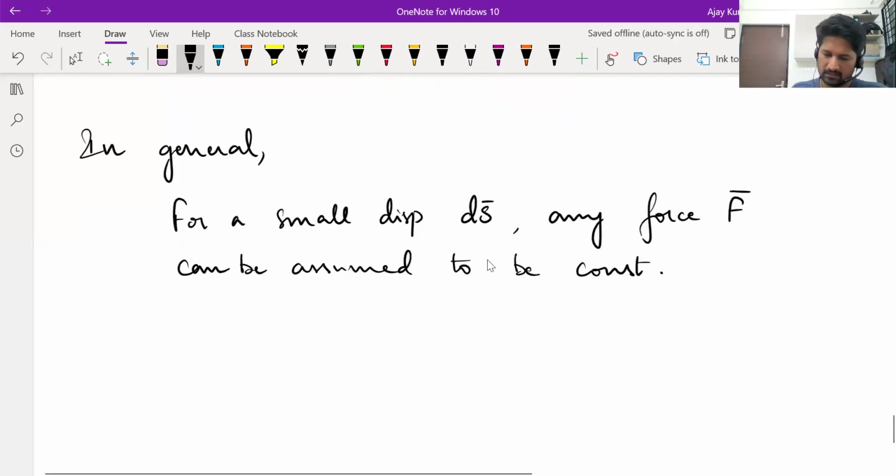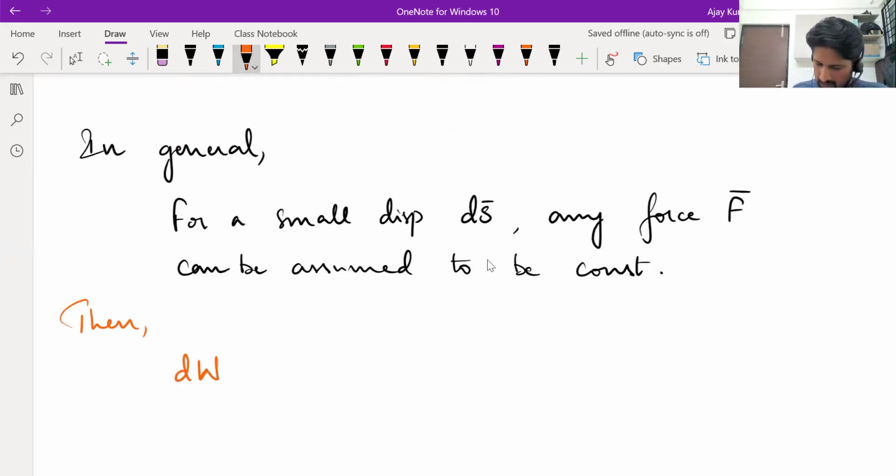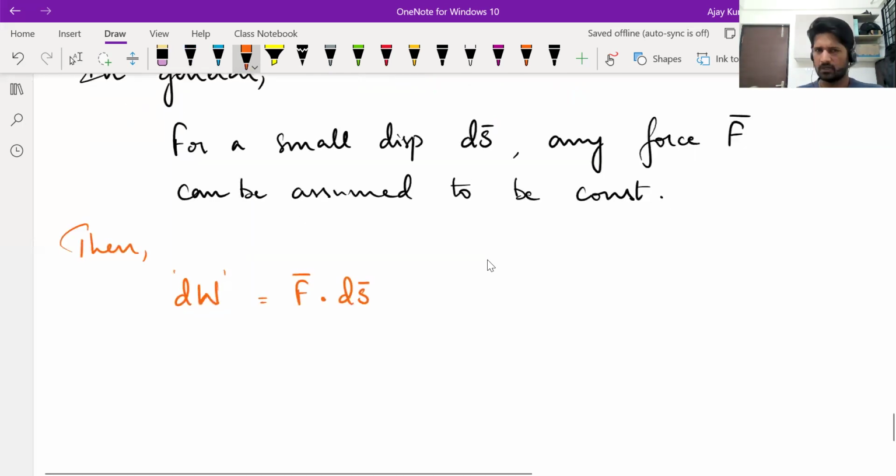Then in that case, the small amount of work done, dW, can be calculated as F dot ds. Okay, force dot displacement only. And if the force is constant for the displacement ds, then F dot ds will give us the work done in that small displacement. Now in a small displacement, small transfer of energy only will happen. So small amount of work dW will be done.